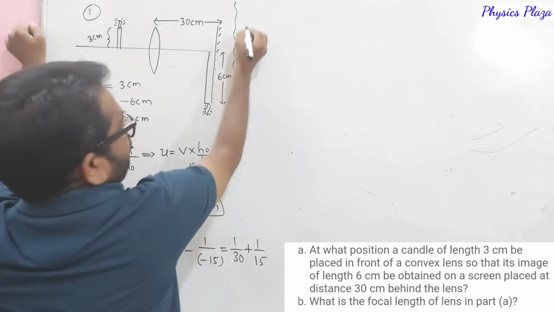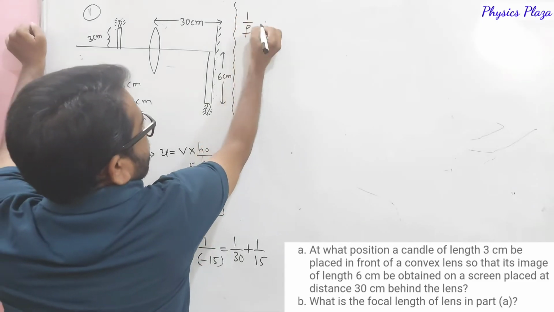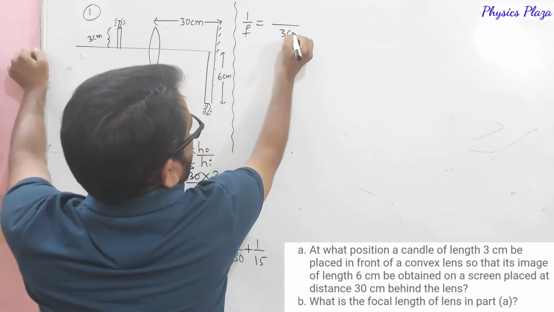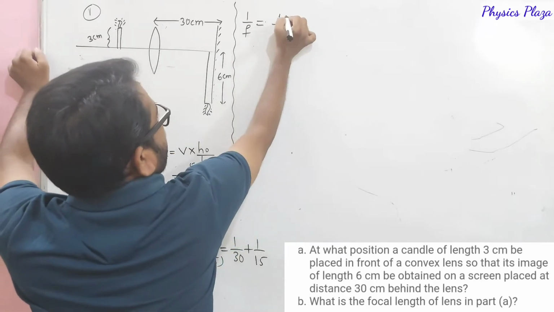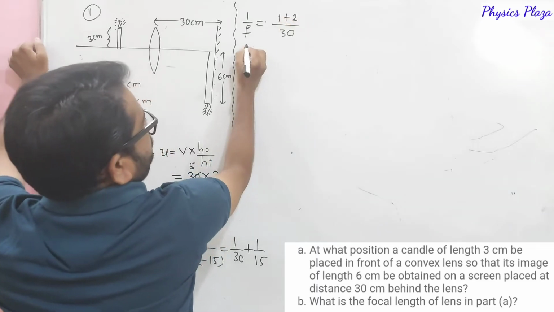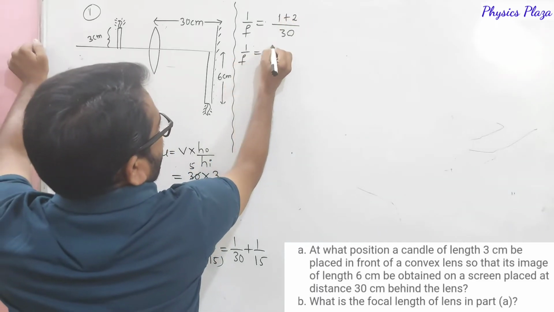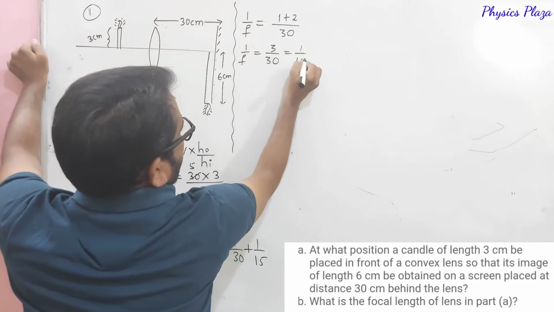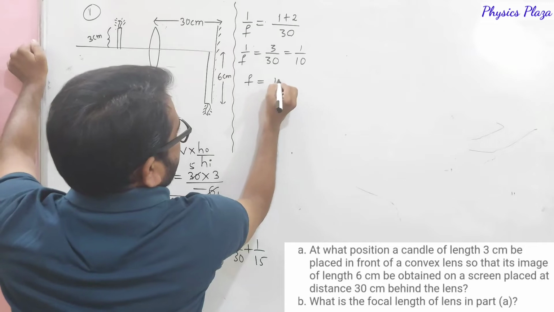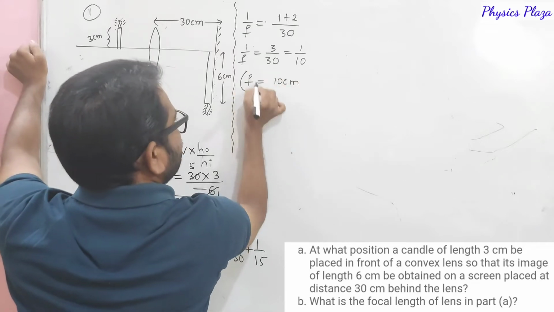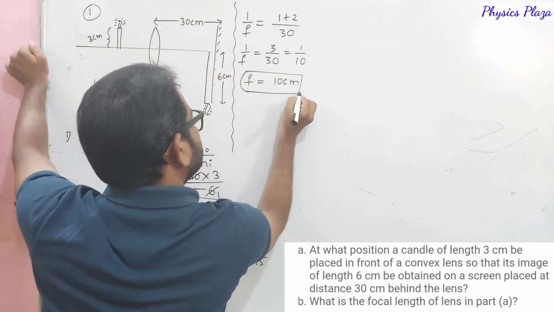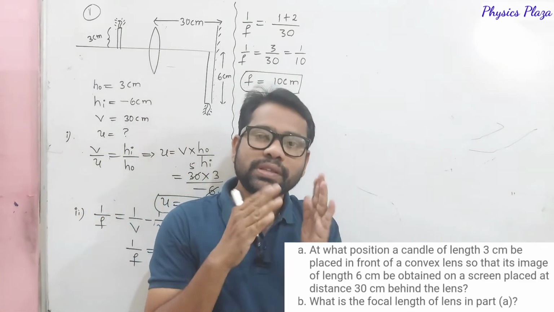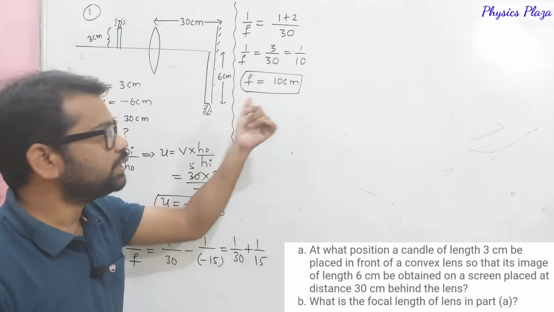So let us see what we are going to get here. 1 by f is equal to, let us take the LCM, which is going to be 30. So it is 1 plus 2. Children, it is 1 by f is equal to 3 by 30, so it is 1 by 10. So f is equal to 10 centimeters. Children, here we got a positive value because it is a convex lens, and we also know that the focal length of a convex lens is positive only. So we must get positive only. So here we got f is equal to 10 centimeters.